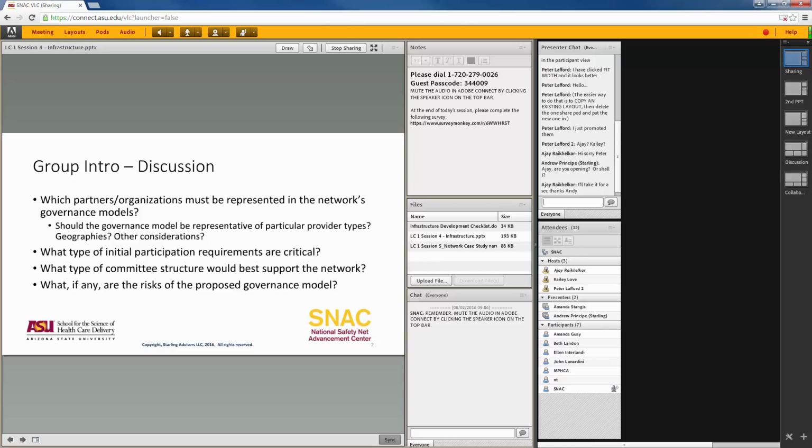So some of the questions we had posed were, what partners or organizations need to be represented in a network governance model? Should the governance model be representative of specific provider types? How would you take things like geography into consideration? What type of initial participation requirements might be necessary? What type of committees would best support the network? And based on all of that, what are the risks that having a variety of different governance models might have on the overall success of the network?